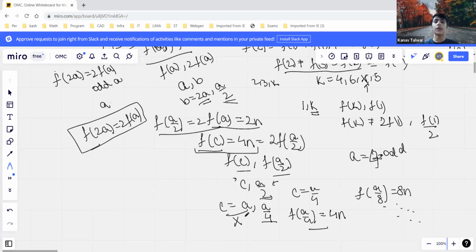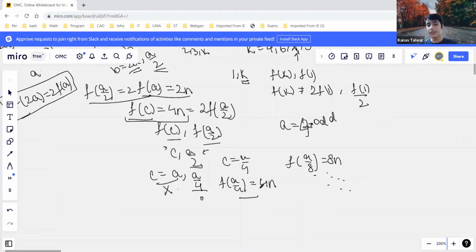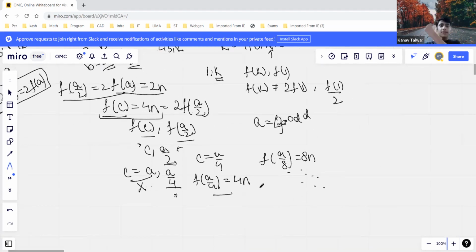Thus c is either equal to twice a or is equal to a by 2 by 2. So c is either equal to a or c is equal to a by 4. So if c is equal to a, you must have that f of a is equal to 4n, but f of a were n, which is not possible. Thus you must have c is equal to a by 4. But then f of a by 4 is equal to 4n, and then we can repeat this procedure again. So we get f of a by 8 is equal to 8n, and so on. Right?